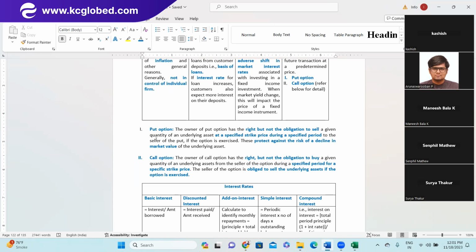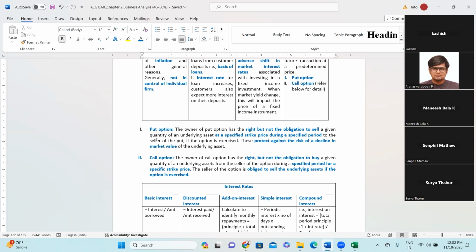Clear? What is call option and put option? Yes. So a put option will give you the right to sell and a call option gives you the right to purchase. And you will exercise the right only if it is beneficial to you. Otherwise, you will allow the right to lapse. If it is not a favorable condition for you, why will you exercise the respective option? Make sense?